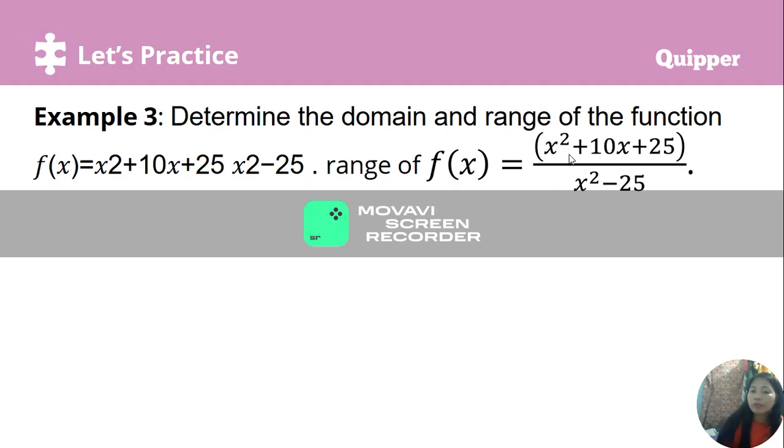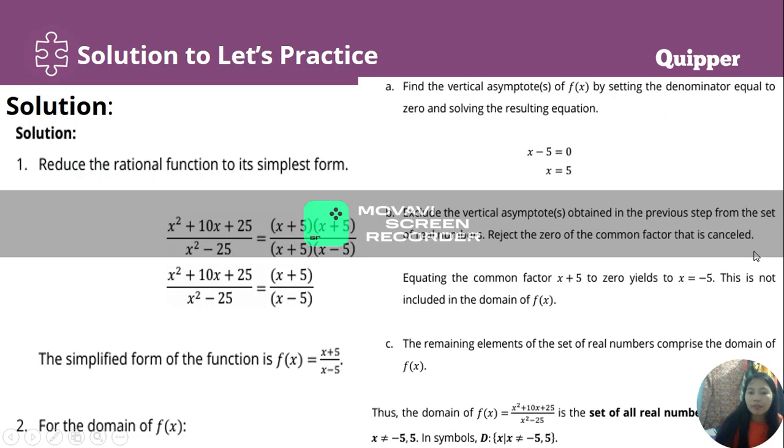The factored form of x squared plus 10x plus 25: since they are both positive, we will use x plus 5, so x plus 5 times x plus 5, then x squared minus 25. This is a difference of two squares, meaning the first term is squared and the 25 is also a perfect square, so you can take the square root of each. We call this a difference of two squares.